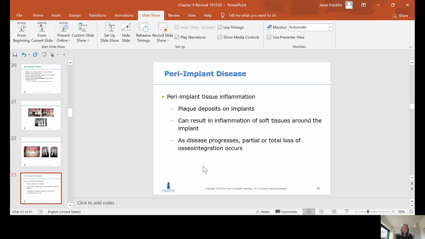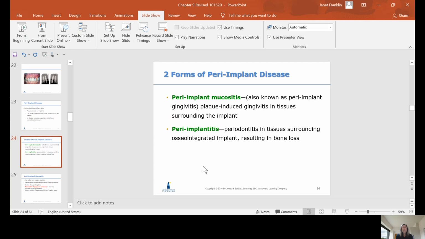Peri-implant tissue inflammation. So now we're going to talk about peri-implant diseases. Plaque deposits can form on implants. They can result in inflammation of soft tissues, and if the disease progresses, you can lose osseointegration. In other words, you can lose bone and lose the implant, just like a natural tooth. There are two forms of peri-implant diseases, peri-implant mucositis and peri-implantitis.